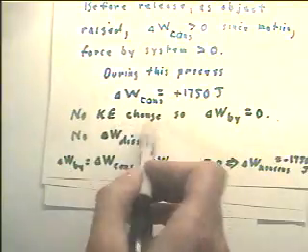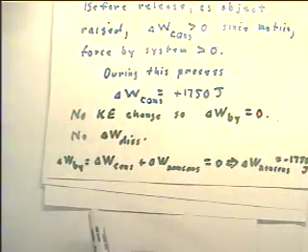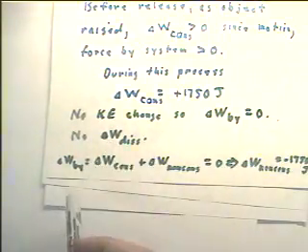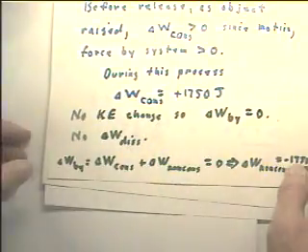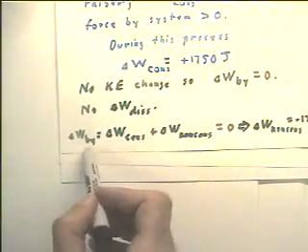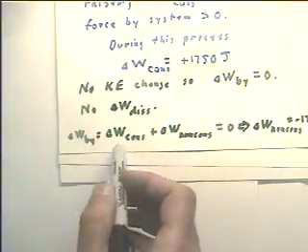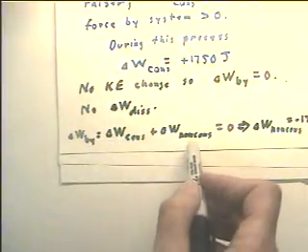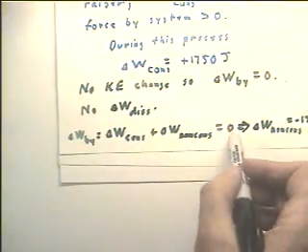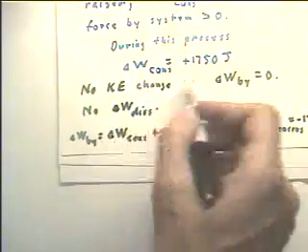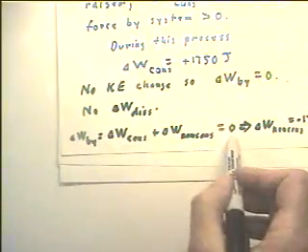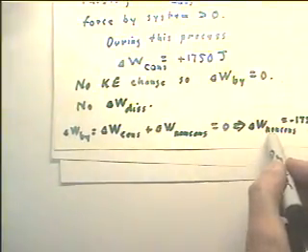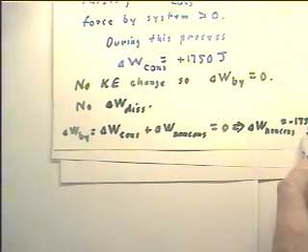There's no kinetic energy change, so the work done by the system has to be 0. There's no work dissipated, no energy dissipated. That's an assumption of the problem. So the work done by the system, which is the work done against the conservative forces, plus the work done against non-conservative forces, has to equal 0. Since there's no kinetic energy change, that has to equal 0. This implies that the work done by or against non-conservative forces is negative 1,750 joules.